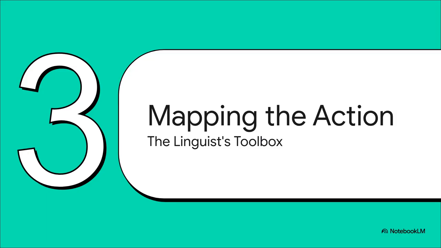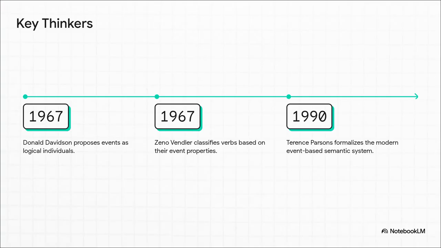So now that linguists had this powerful new tool in their hands, they could finally start mapping the properties of these event things in a really systematic way. It really comes down to a few key thinkers who built this whole thing. You had Davidson, who had that revolutionary spark. In the very same year, another thinker, Zeno Vendler, started classifying different types of events. He was the one who realized, hey, not all actions are the same. And then, decades later, Terence Parsons came along and formalized it all into the modern system we use today.